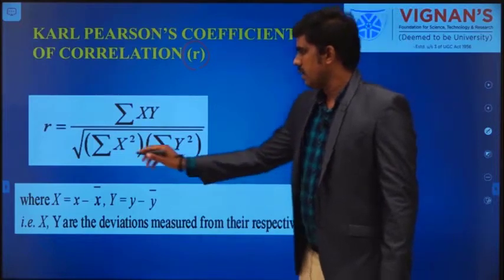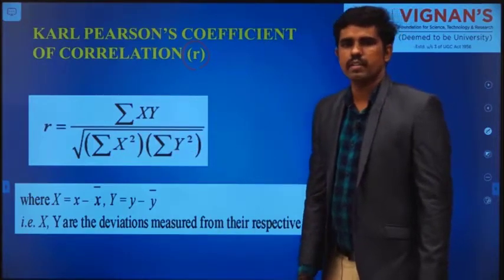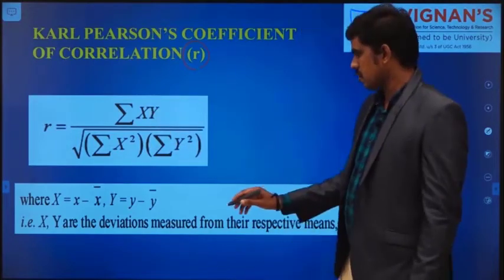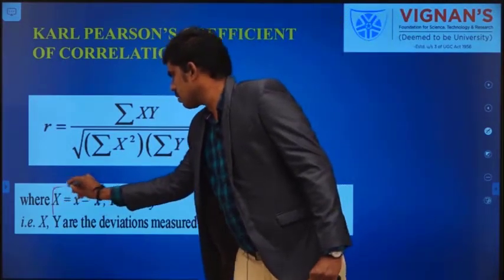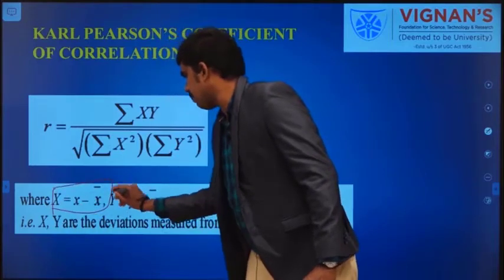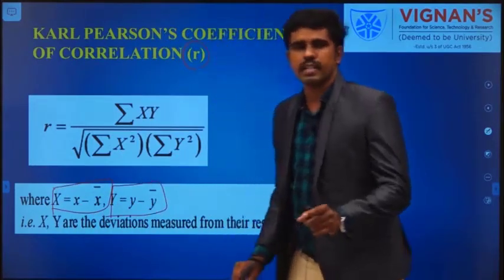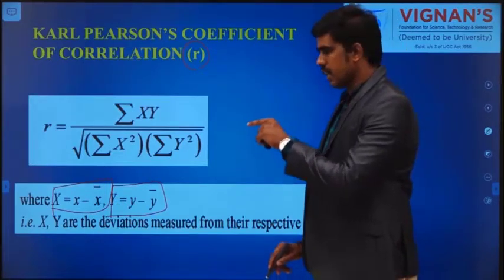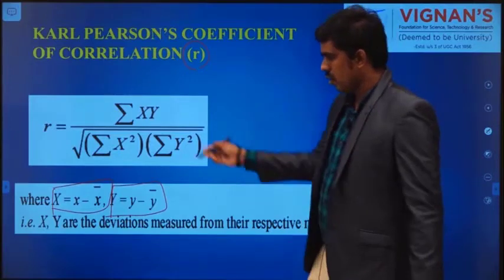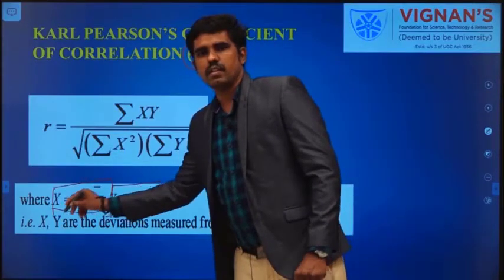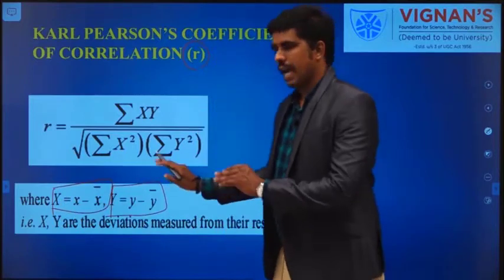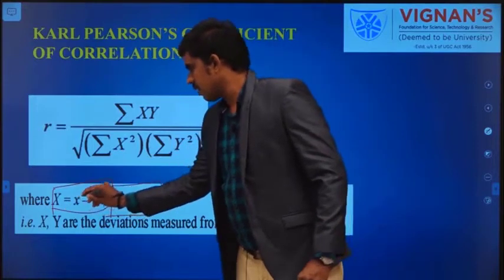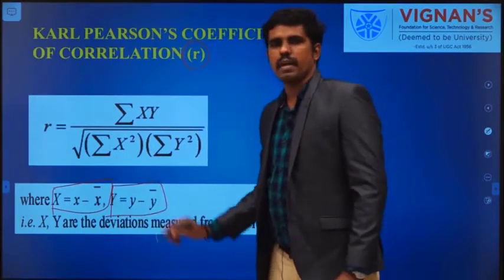r = summation xy divided by the square root of summation x square into summation y square. Simple formula, but it is not direct x. Here x means x minus x bar, and you will be given small x and small y. If capital X and capital Y are already used, you have to assume a different notation. But I am telling you for small x and small y: capital X is x minus x bar, and capital Y is y minus y bar.